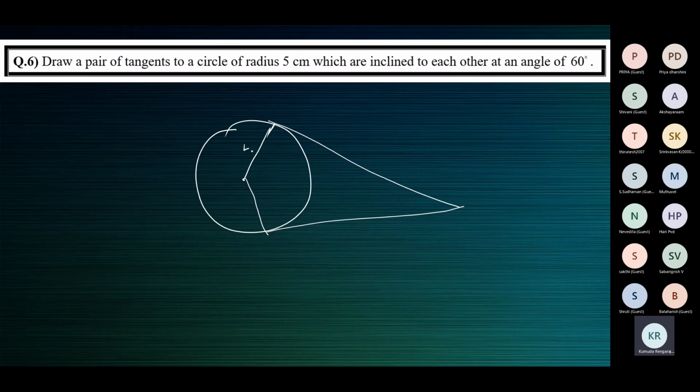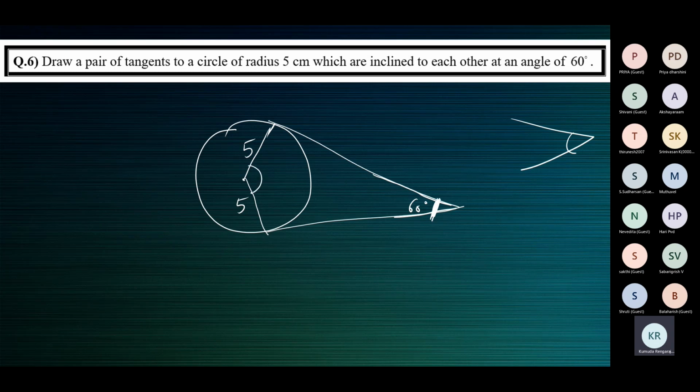So we know the radius is 5 centimeters. Then the tangents are inclined to each other. See, this is one tangent. This is the other tangent. The tangents make an angle of 60 degrees between them. The tangents are inclined to each other at an angle of 60 degrees. This one is 60 degrees.